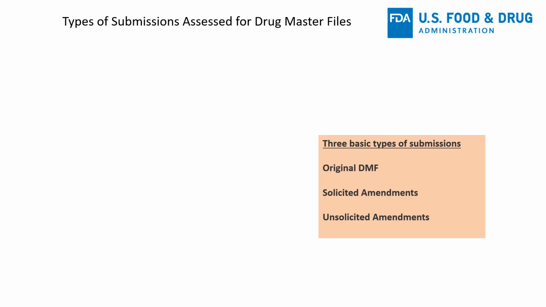First of all, let's look at the types of submissions we review. And for DMFs, there's basically three types of submissions. One is an original DMF. The second one is a solicited amendment, and the third is an unsolicited amendment. So let's look closer at these types of amendments.